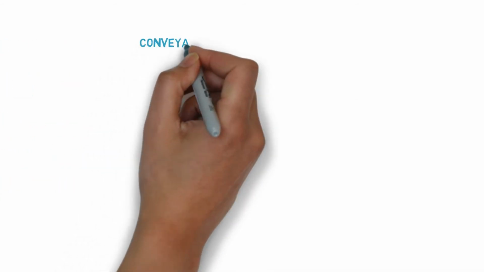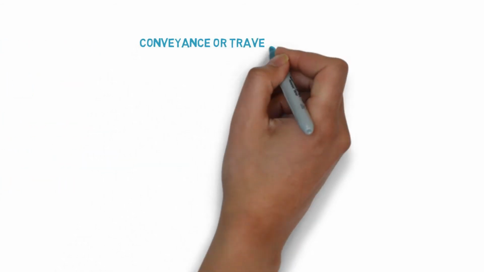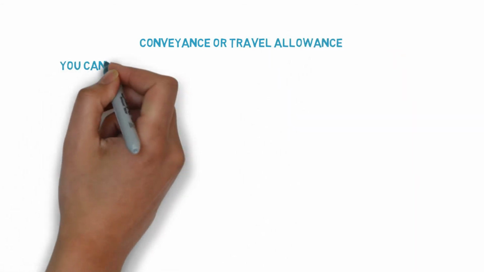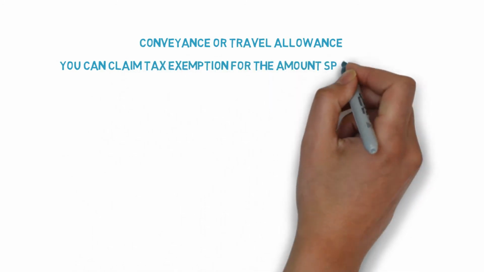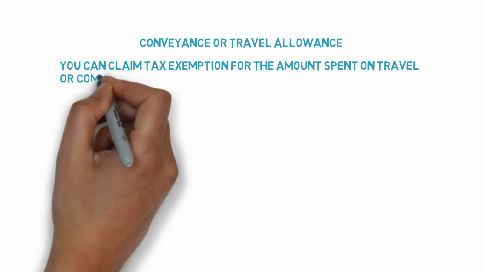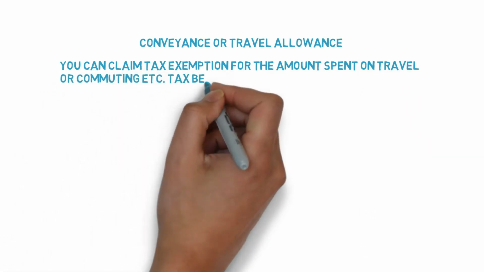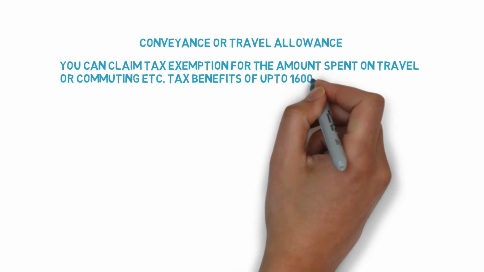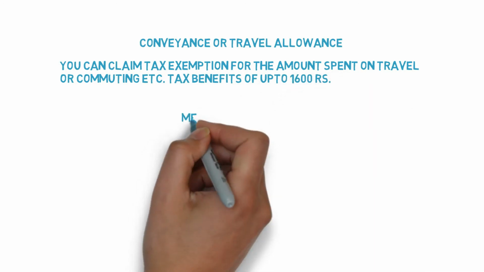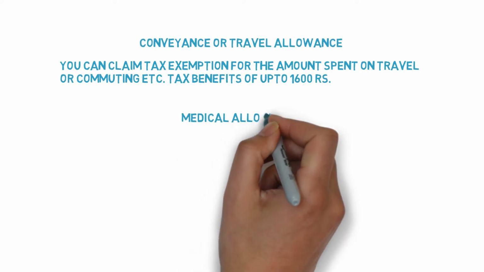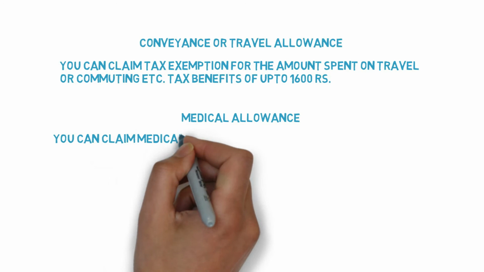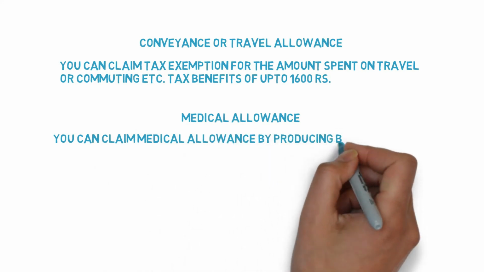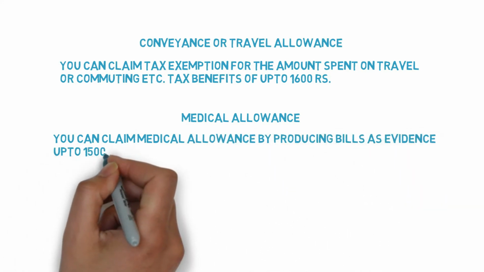Conveyance or travel allowance. You can claim tax exemption for the amount spent on travel or commuting for a tax benefit of up to 1,600 rupees. Medical allowance. You can claim medical allowance by producing bills as evidence. The tax benefit is up to 15,000 per year.